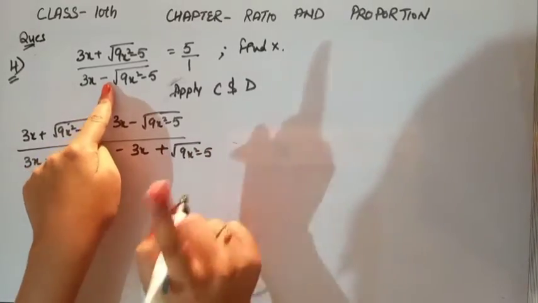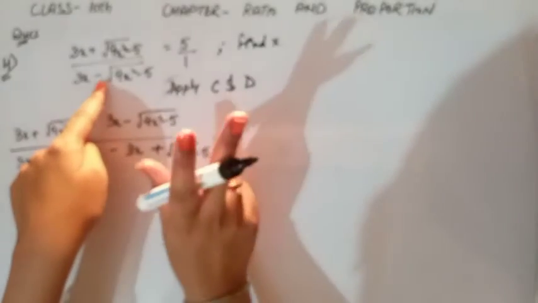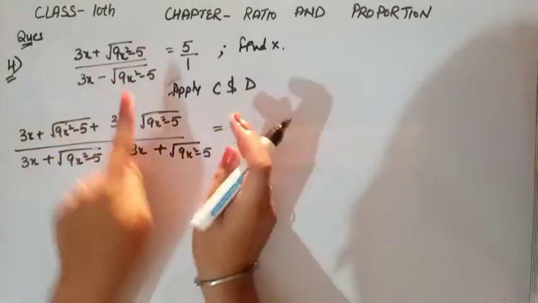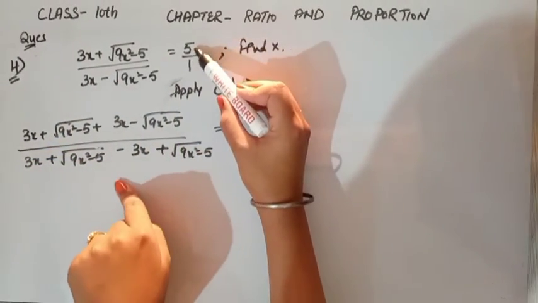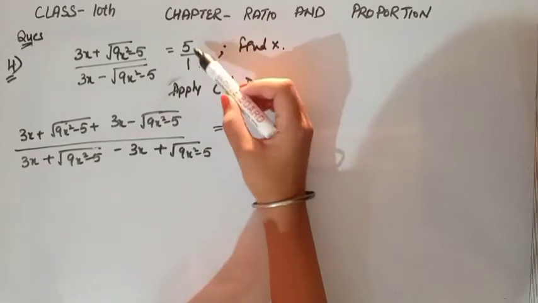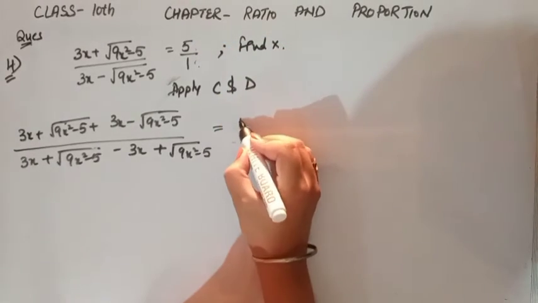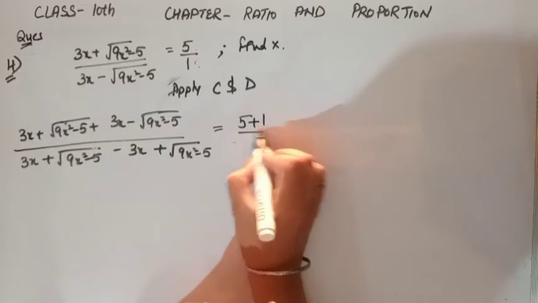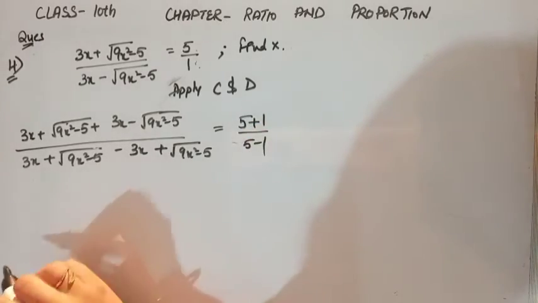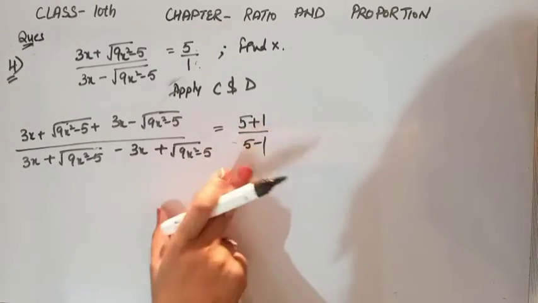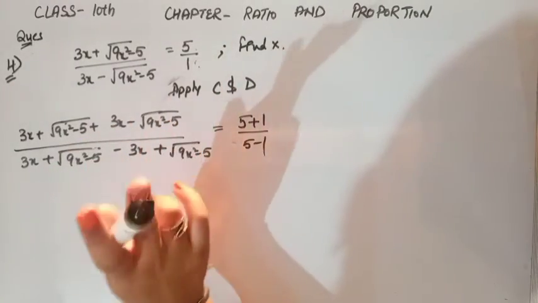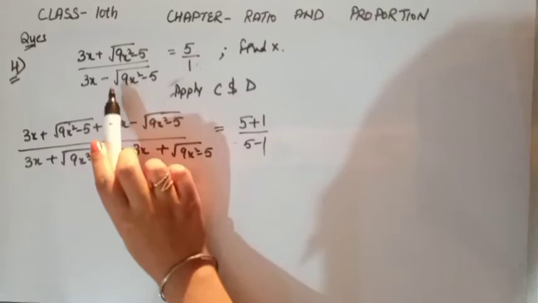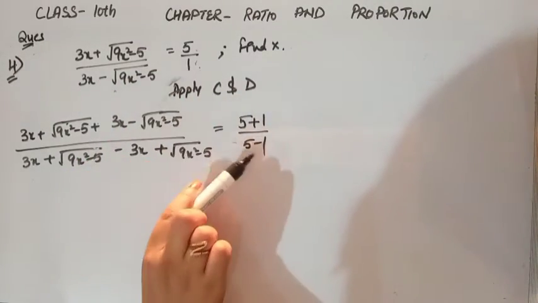If we apply componendo and dividendo, not on either one side but on both sides. Here we are given 5, which means its denominator is 1, so applying componendo and dividendo gives 5 plus 1 upon 5 minus 1. This is a major mistake that every student makes: apply componendo and dividendo on both sides, not on either side. If we are applying it on this side, you have to apply it on this side.